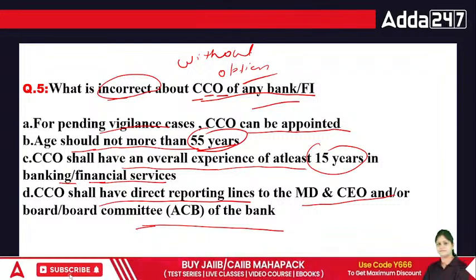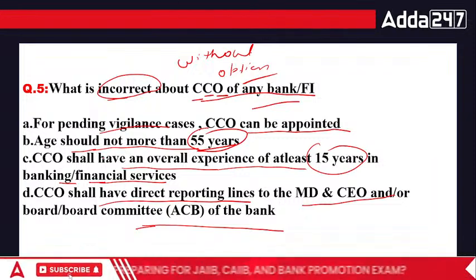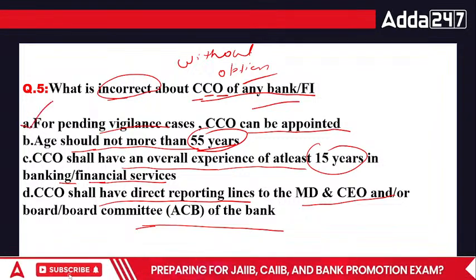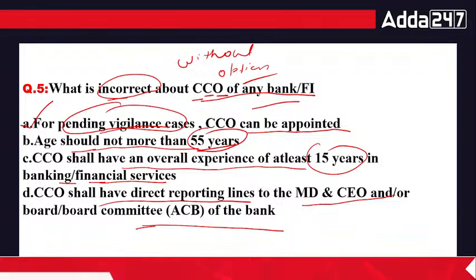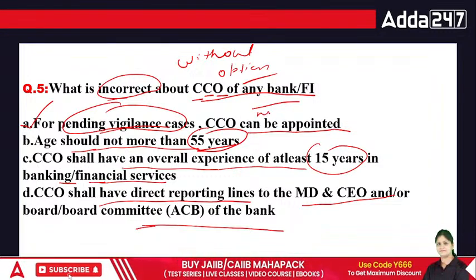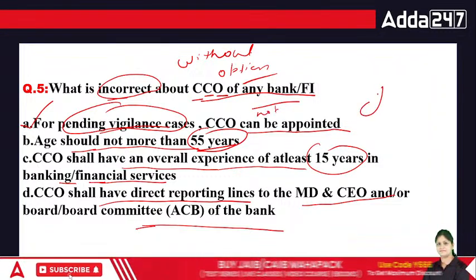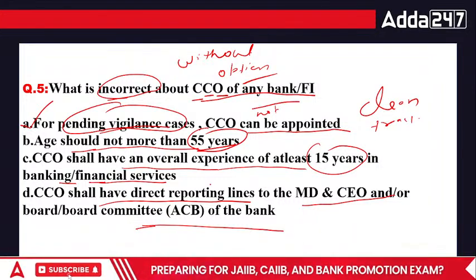I have written something here which is incorrect. Okay, so here actually the option A is the incorrect, because if any vigilance case is pending, then CCO cannot be appointed. He should have the clean track record first of all. Okay, other options are correct.